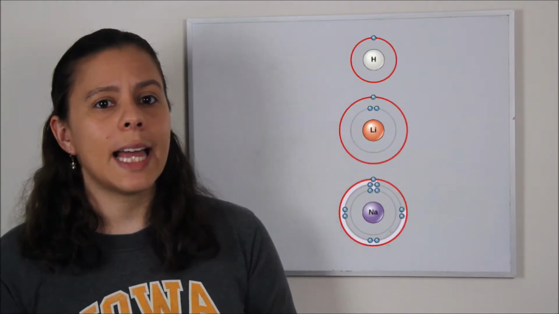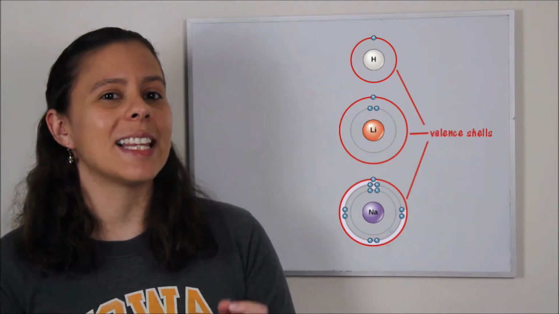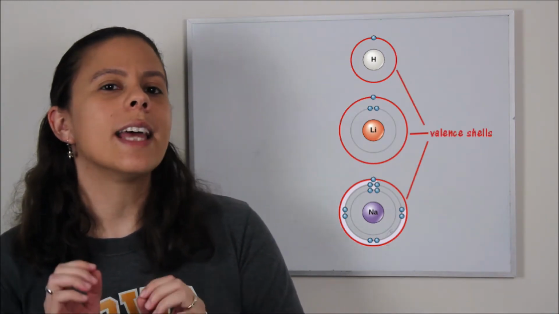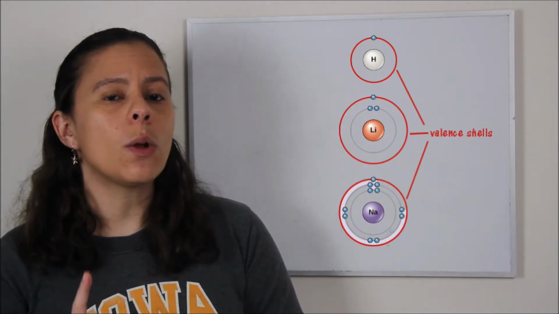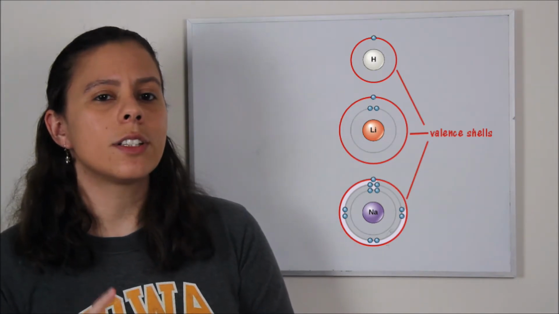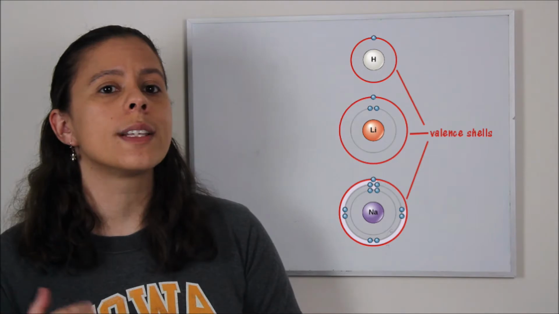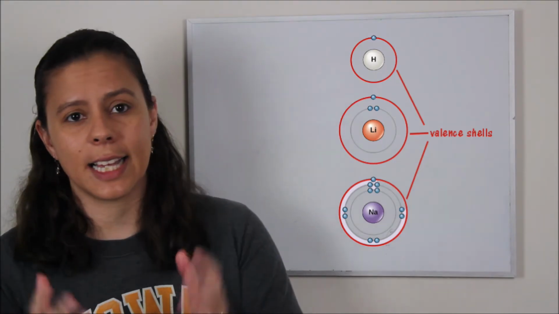The outermost layer of any atom is called, fancy chemistry word alert, the valence layer. Therefore, the electrons in it will be called the valence electrons. This layer is the only one that is allowed to interact with other atoms. What do I mean by that? This layer is the only one allowed to give away or receive electrons in order to satisfy the desire of the atom to have its last layer full.